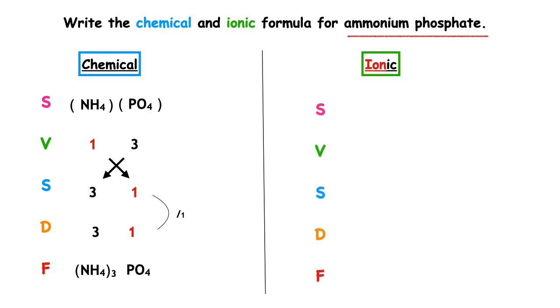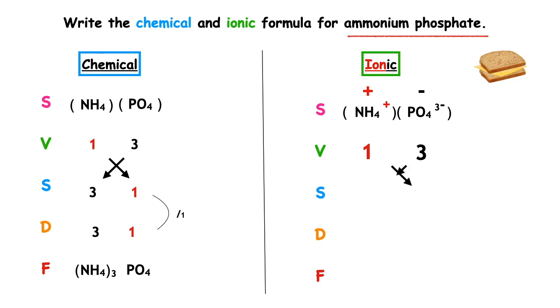Again, it's only the one step that's slightly different in this formula. We need to make a sandwich and wrap it up. The charge inside the ammonium is going to be positive. So we should have bracket NH4 plus, close bracket. And for the phosphate, we should have bracket PO4 3 minus, close bracket.